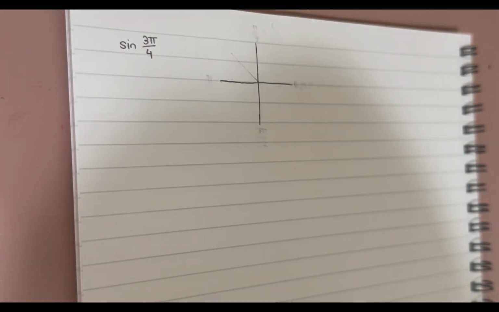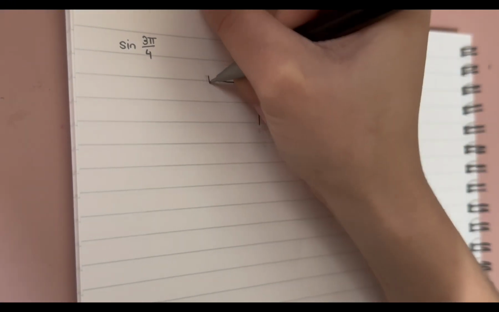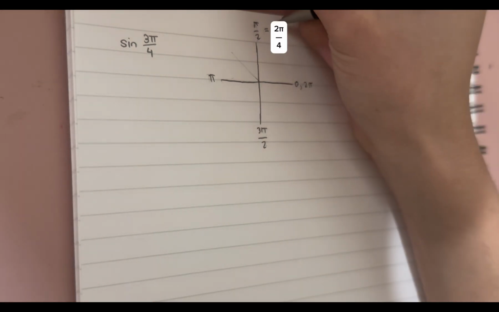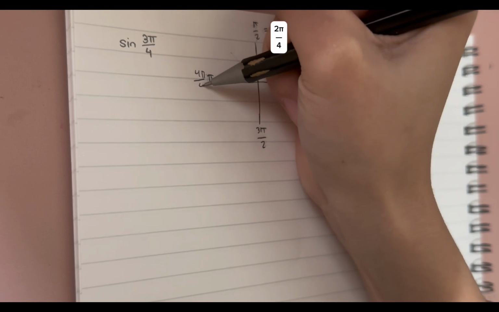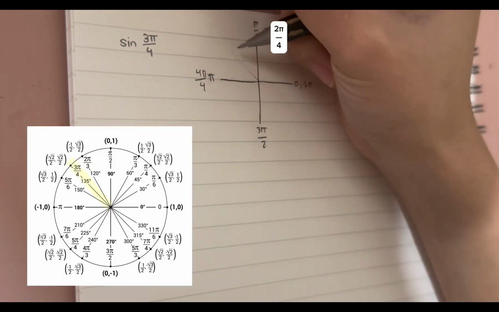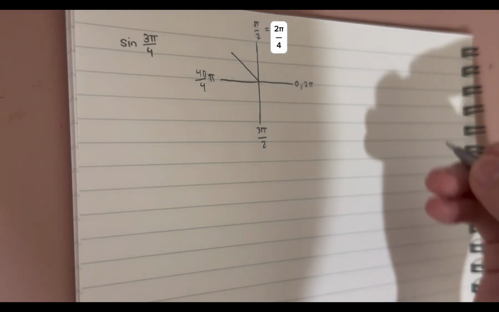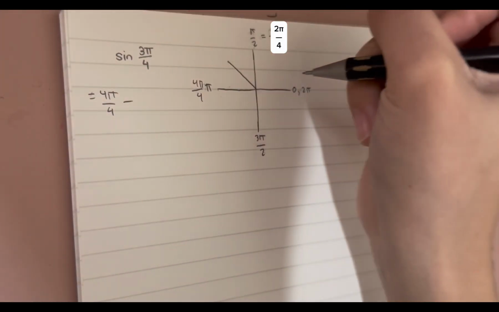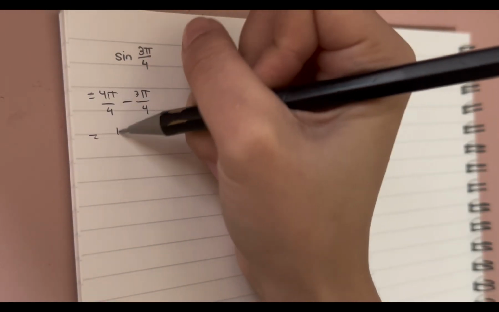So our first example, we're going to have sine of 3 pi over 4. So in our Cartesian grid, we're just going to draw the angles of rotation. 3 pi over 2. Now if you convert pi over 2, it should equal 2 pi over 4, and pi should have 4 pi over 4. And now we know that 3 pi over 4 should be somewhere in between those two. To find the exact ratio, we're going to relate it back to the x-axis. So 4 pi over 4 subtract 3 pi over 4, we're going to have pi over 4.